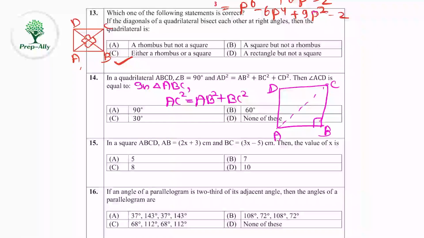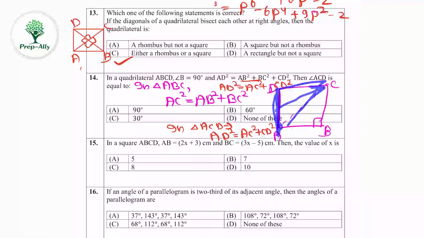Now AD square is equal to AB square plus BC square plus CD square, as given. So can I write AD square is equal to, in place of AB square plus BC square, AC square plus CD square? So basically in triangle ACD, we are getting AD square is equal to AC square plus CD square. So can I say AD is the hypotenuse, because this happens only in a right angle triangle. Opposite to this hypotenuse the angle is 90 degrees, because it follows the Pythagorean triplet.